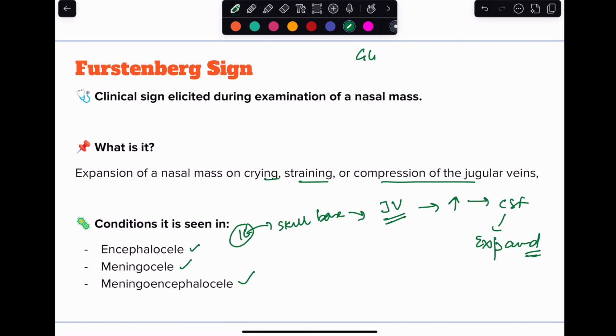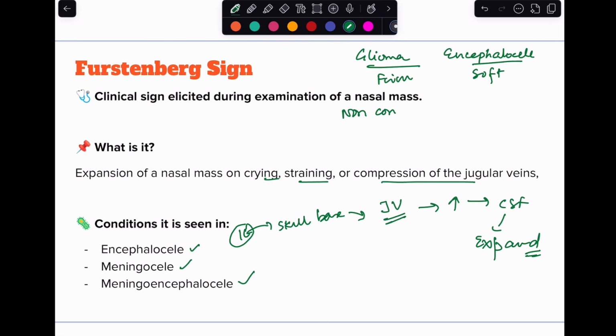We have the glioma, and then we have the encephalocele. A very common question that is asked over here is to differentiate between these two causes of congenital midline nasal mass. How will we differentiate them? So coming to glioma, it is actually a firm swelling, whereas encephalocele is a more soft swelling because of the intracranial contents.